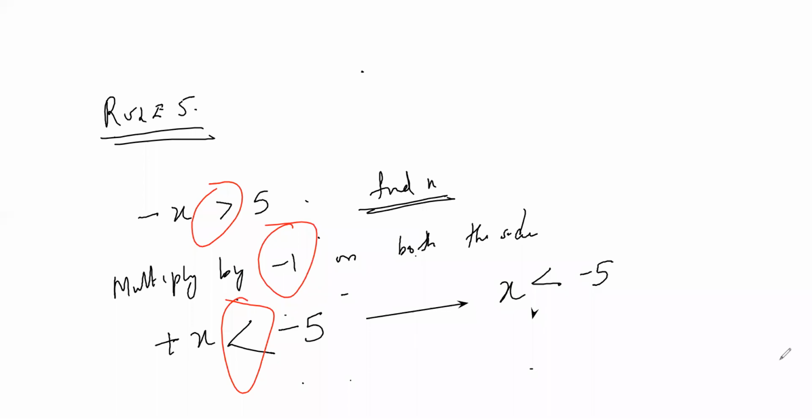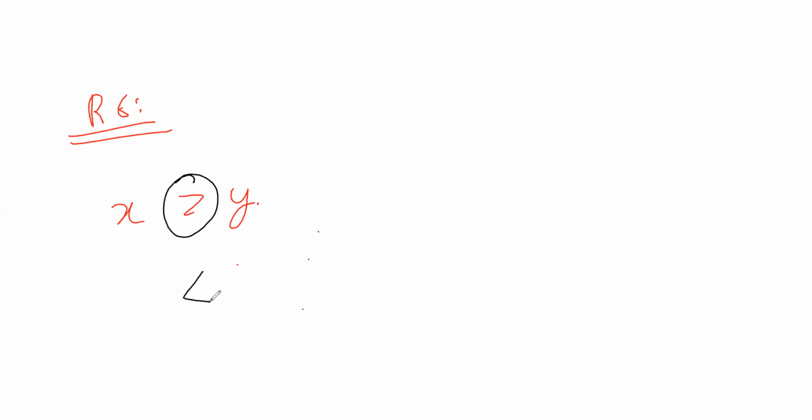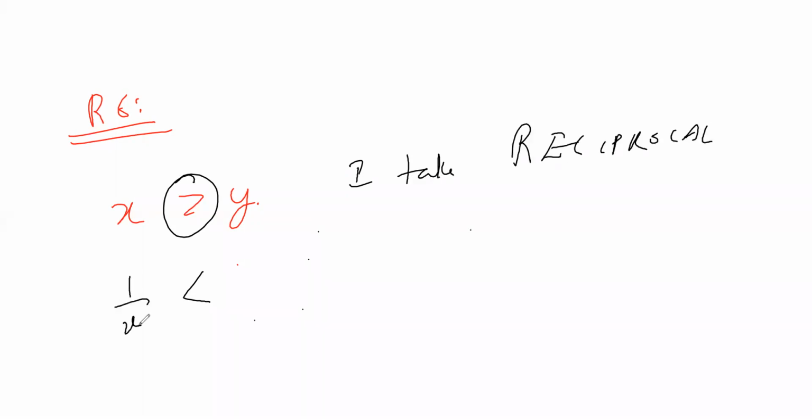So rule number 6. Suppose x greater than y. I want to change this linear inequality symbol. So what do I do? I just take the reciprocal to change the sign. That is 1 by x less than 1 by y. That's all.